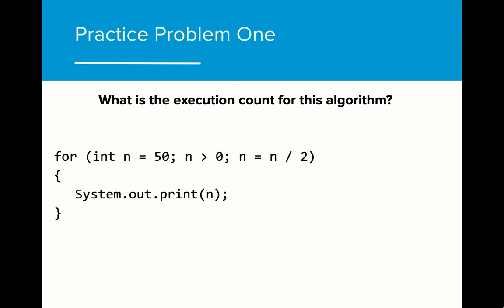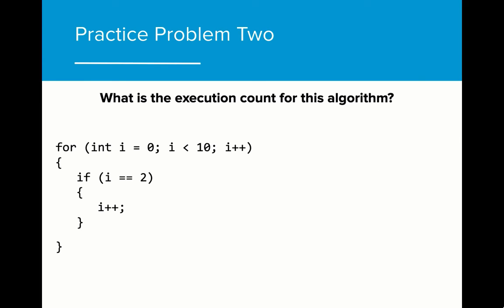Now that we've learned how to calculate execution counts, let's try some practice problems. For this algorithm, what is the execution count? The execution count is 6. Each time the loop executes, n is divided by 2, so the loop will produce output when n is 50, 25, 12, 6, 3, and 1. The final value of n will be half, which is 0, because n is an int, and the test will fail.